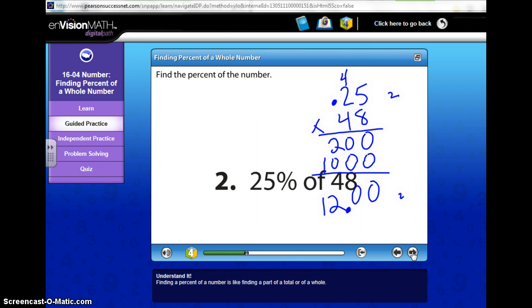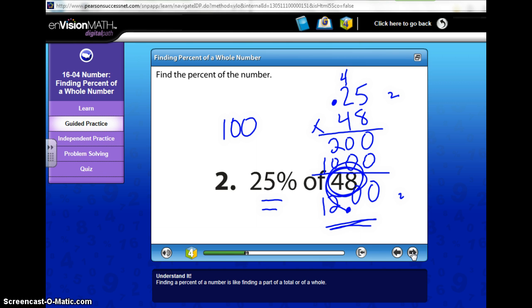Okay? Now, I want to share something about 25%, guys. 25% is like taking half and then half again. Right? Because what's half of 100? What's half of 50? 25% of 100 is 25. So what's half of the number 48? 24. What's half of 24? 12. That's right. And there it is. There's our answer.